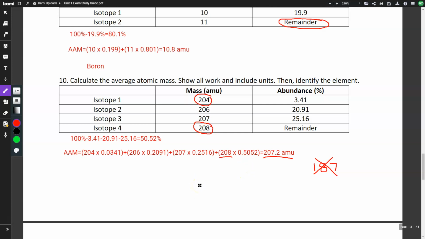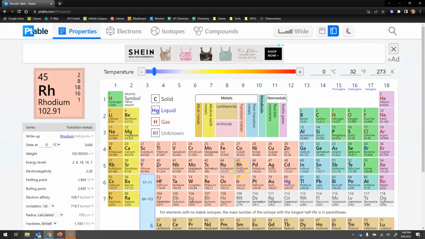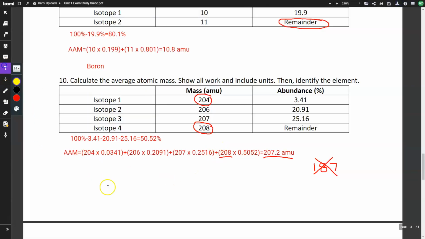So now we want to find on the periodic table which value has the closest match to 207.2. Oh, look at that. I have an exact match here for lead, 207.2. So my answer here would be lead, Pb. Oof, why is that yellow? There we go, lead.